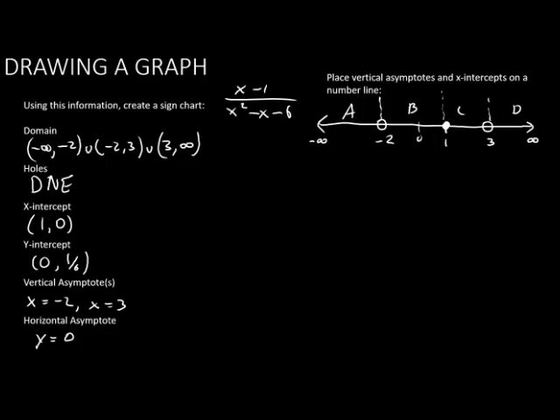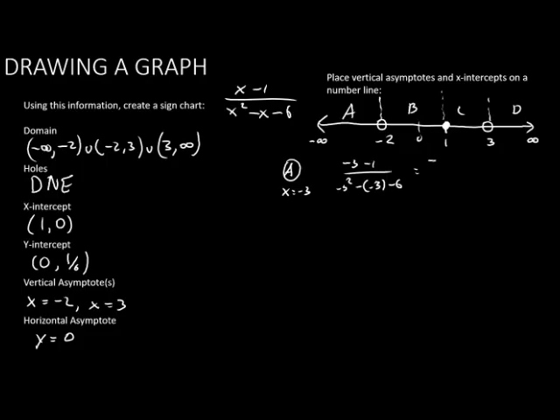We'll begin with region A. In region A, we'll pick an x between negative infinity and -2. I'll choose -3 for our case here. Therefore, we'll have -3 minus 1 on top, and then -3 squared minus -3 minus 6 on the bottom.